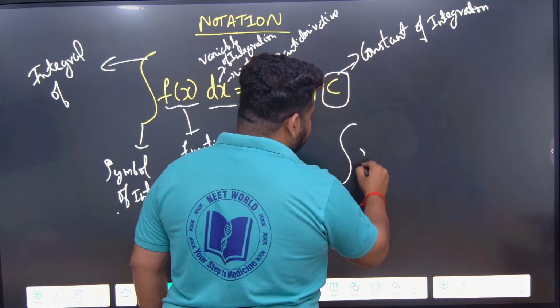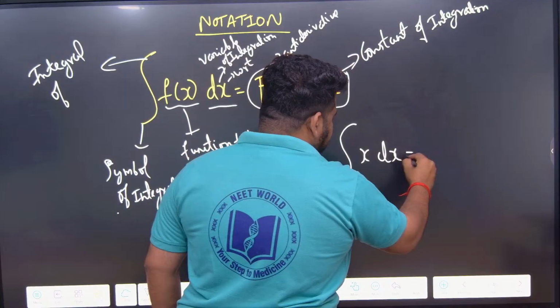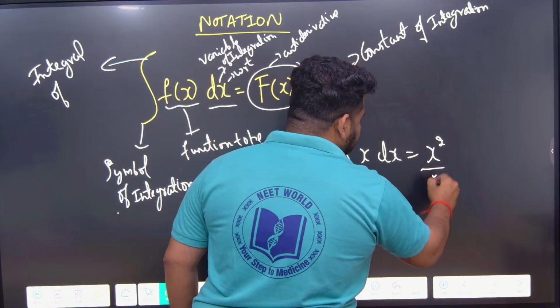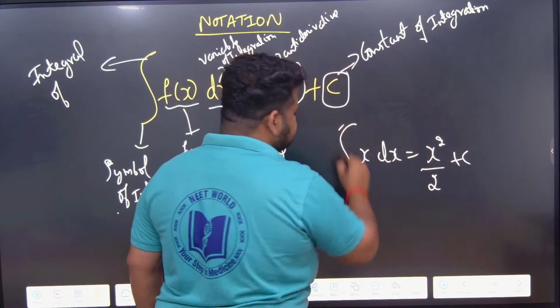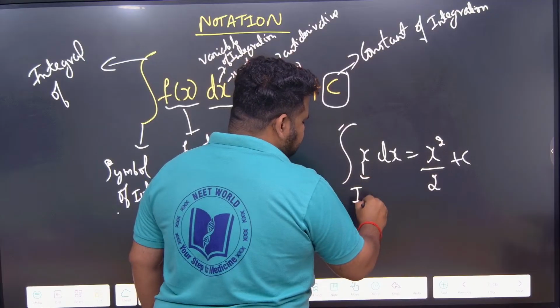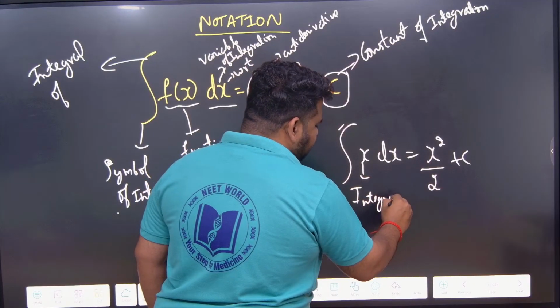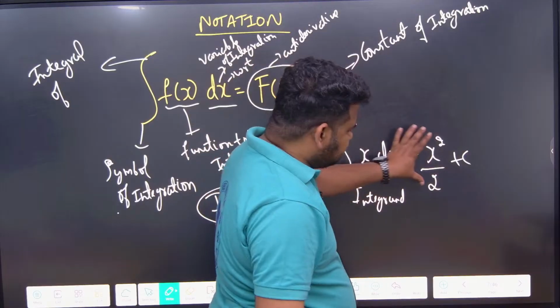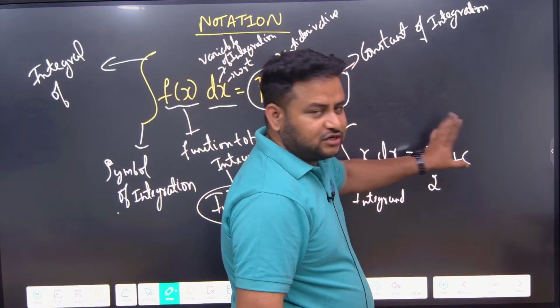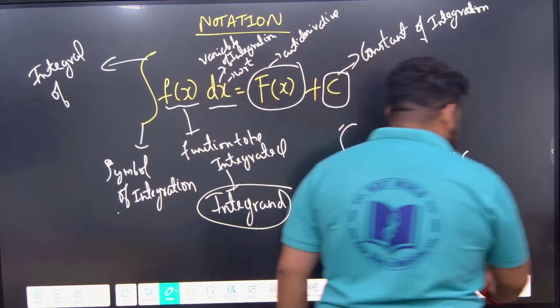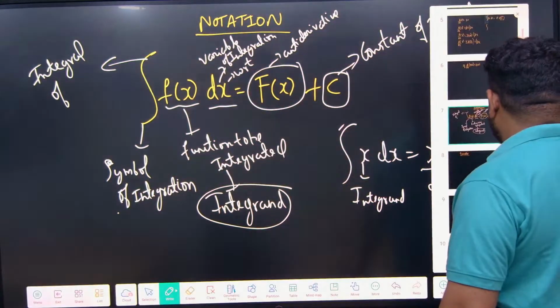Suppose I write an example here. If I say integral of x dx, I will write the answer as x square by 2 plus c. Here this is the integration sign, this is the integrand, and dx is the variable of integration. This is the antiderivative, and plus c is the constant of integration.